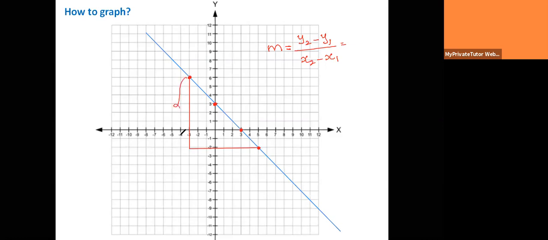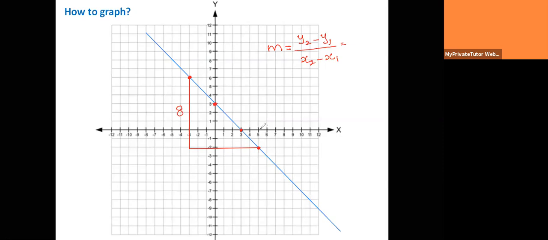And please find the distance between this one and this one. What is the distance? How do you find the distance, guys? I think it's very easy. 1, 2, 3, 4, 5, 6, 7, 8. We have 8 as a distance vertically. I hope everyone knows that. But how do you find that?